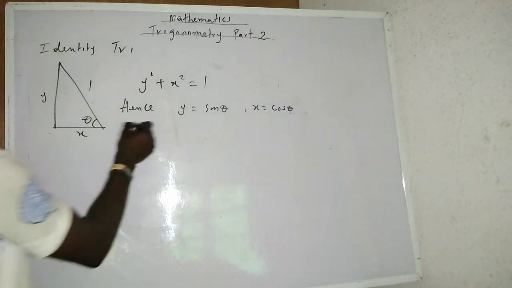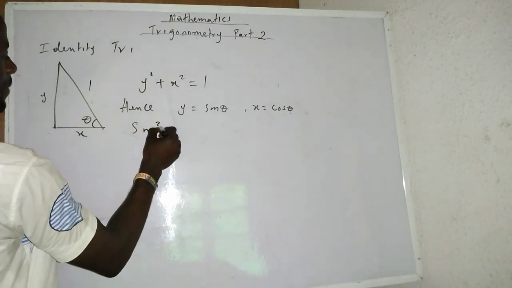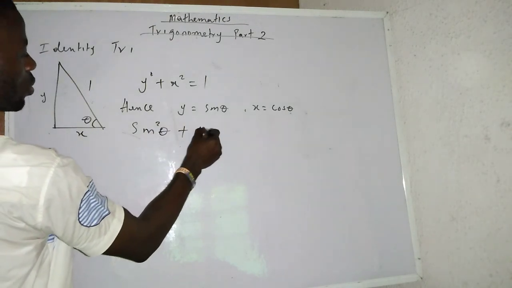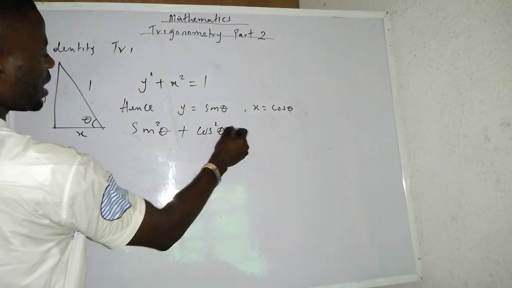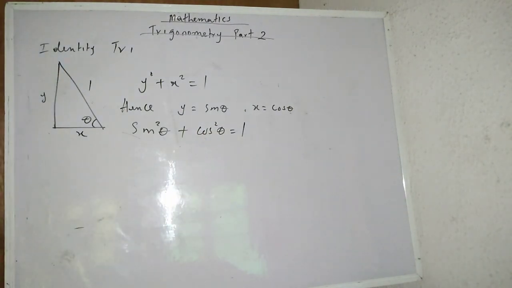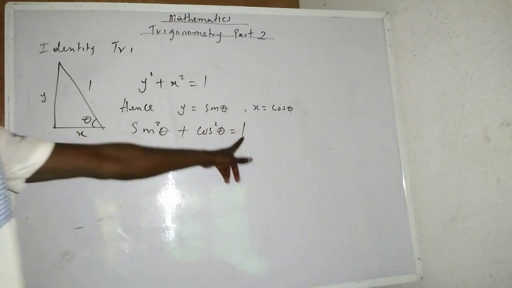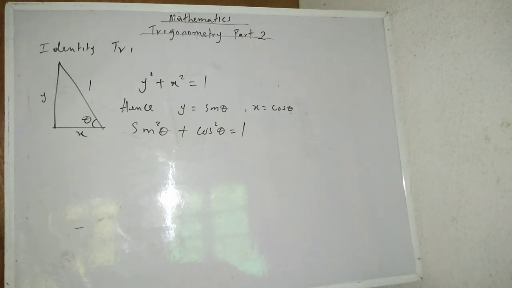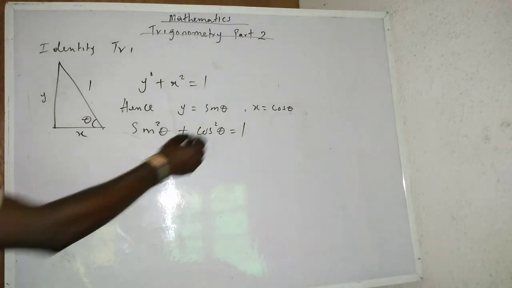Now, since sine square theta plus cos square theta equals 1, that is very, very important. It means I can use this one to represent this particular aspect. Sine square theta plus cos square theta equals 1. Now, that is number 1. This is very important.